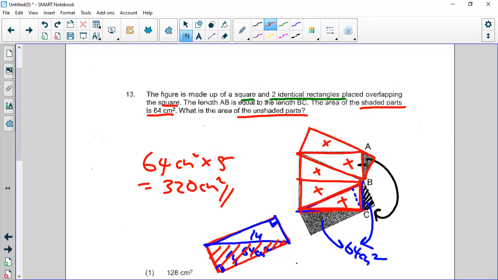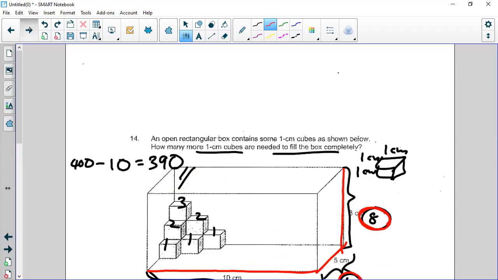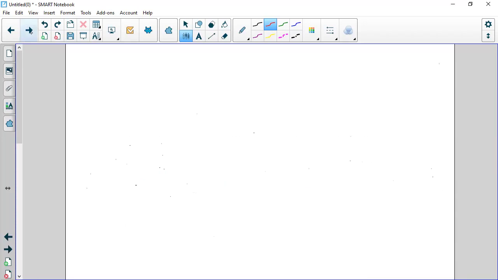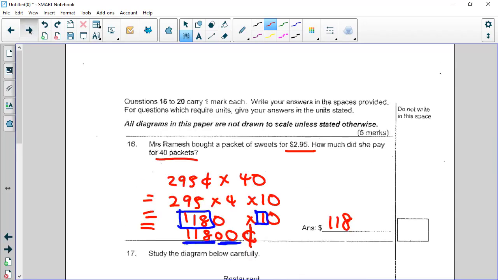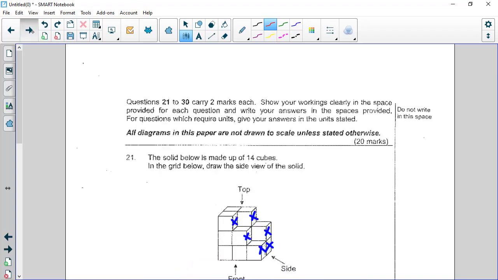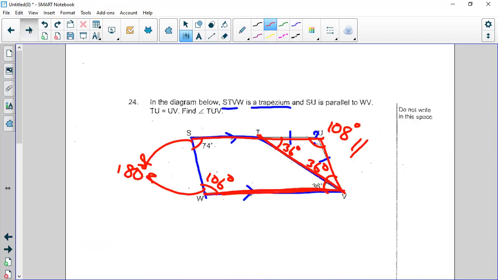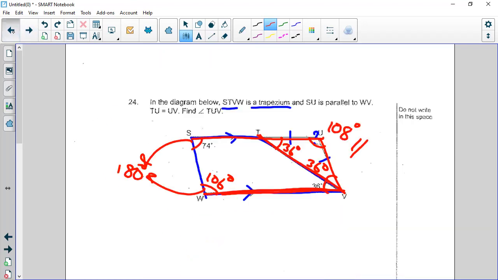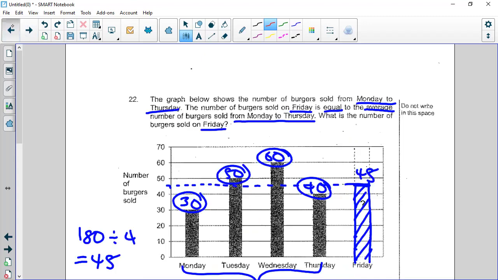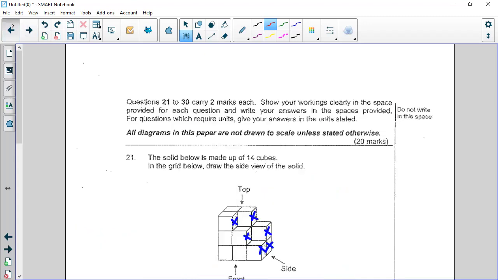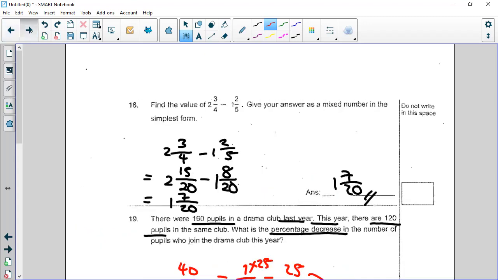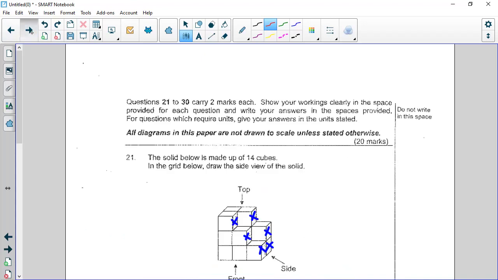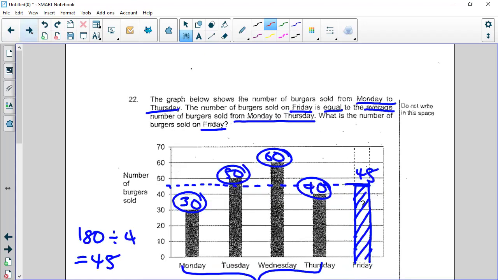Question 22. Okay, hang on, 22. What about 22? You need to copy down. Okay, the screen is too fast already. Can see? What happened to my screen? Question 22. Yeah, what's wrong?